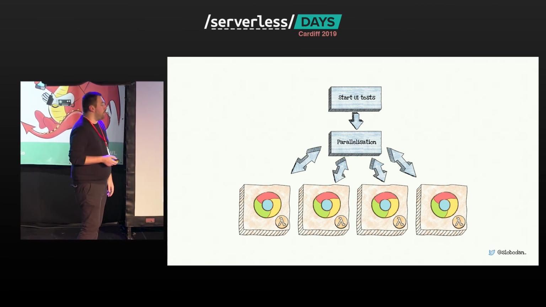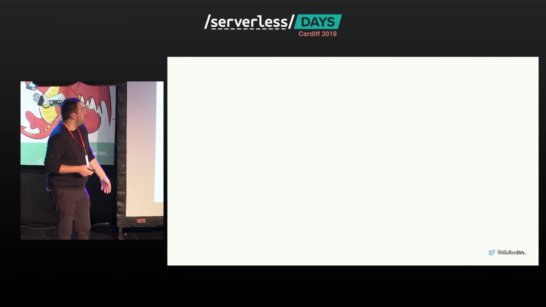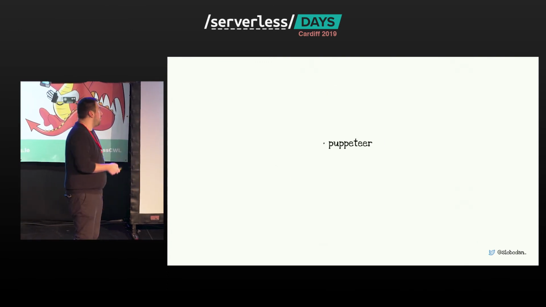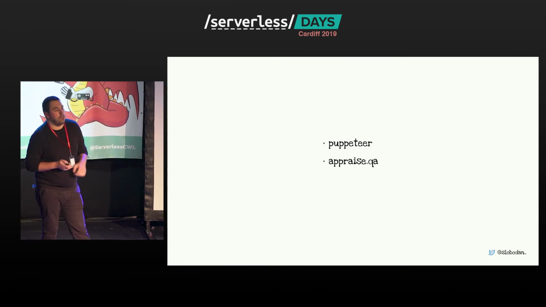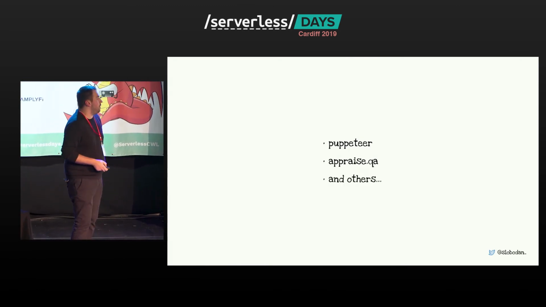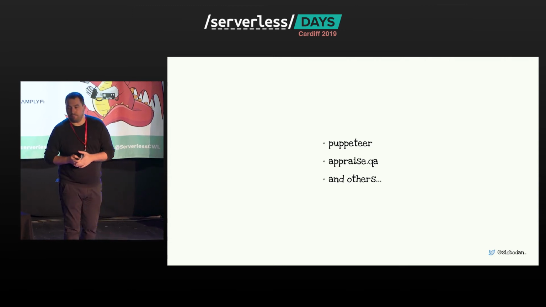You can even use Lambda layers now to just write your code and use the layer for Puppeteer or something like that. There are tools like, I mentioned that, Puppeteer, or even tools like Appraise.qa and many other tools that you can use to run your UI tests inside AWS Lambda. And some of them even work with some other platforms.